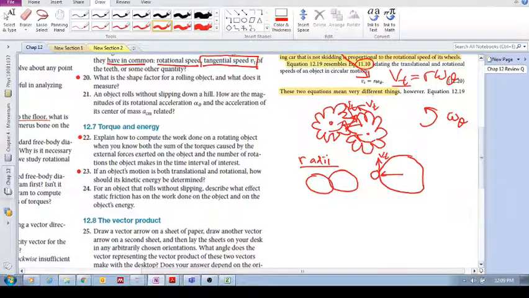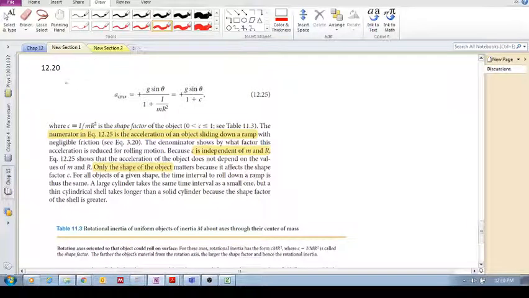Now 20 is very important as well. What is the shape factor for a rolling object and what does it measure? What is the shape factor? C. What is the shape factor? So go look at the equation in section 12. I don't remember what 12.20 was. Oh, sorry, brain freeze. This is the question we're looking at. But go and look at this equation and read up on this in this section. Sorry, I prepare notes and then I have to remember what I've written down.